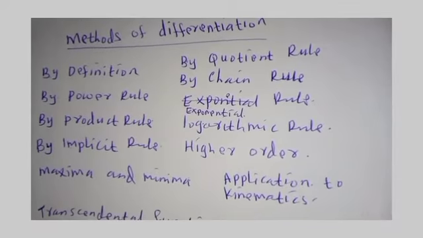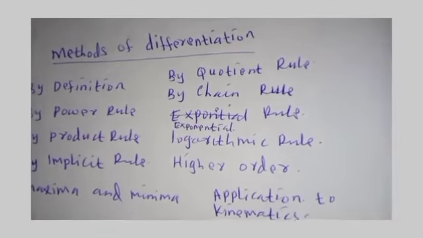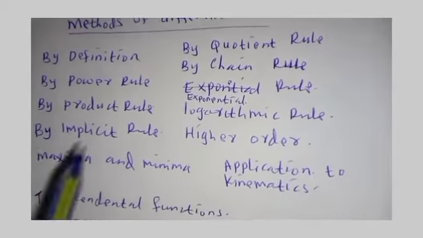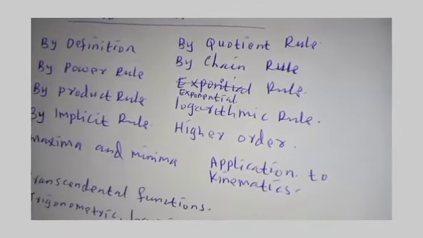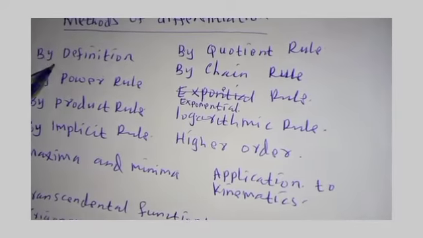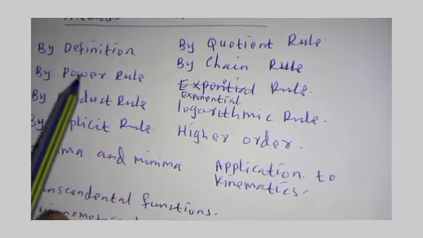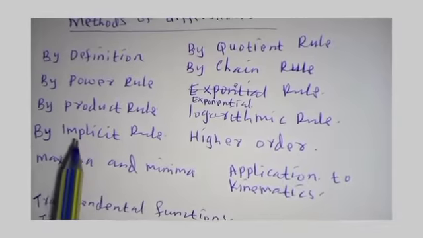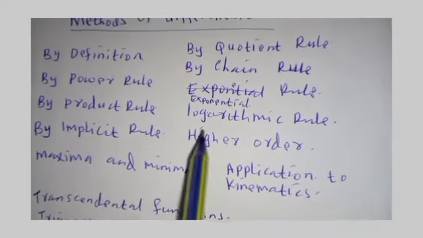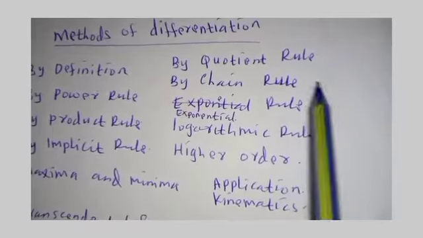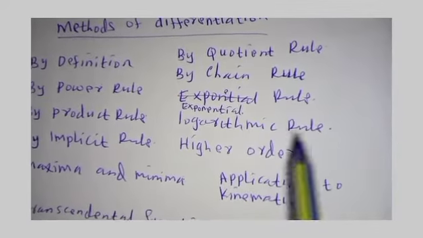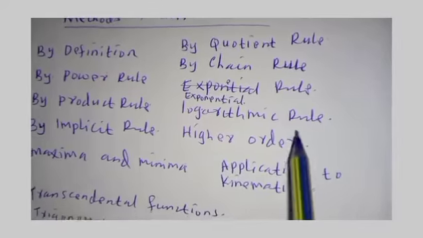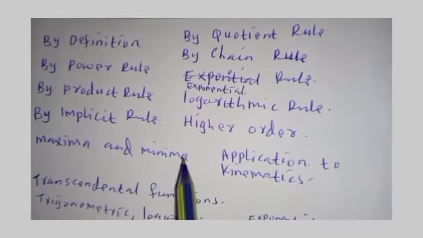I want to take you through Calculus 1 in 1 hour. We are going to look at methods of differentiation. The first one we are going to consider is by definition, by power rule, by product rule, implicit rule, quotient rule, chain rule, exponential rule, logarithmic rule, higher order derivative, maxima and minima.